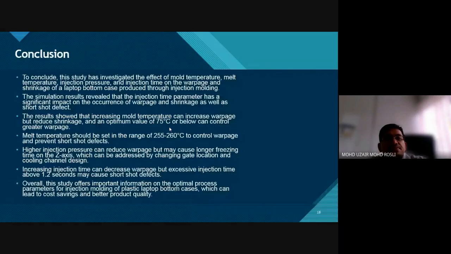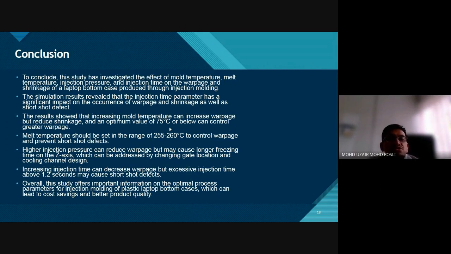So as a conclusion, this study has investigated the effect of mold temperature, melt temperature, injection pressure, and injection time on warpage and shrinkage response. The simulation results reveal that the injection time parameter has a significant impact on the occurrence of warpage and shrinkage, as well as short shot defects. The result shows that increasing mold temperature can increase warpage but reduce shrinkage, and an optimal value of 75 degrees or below can control greater warpage.